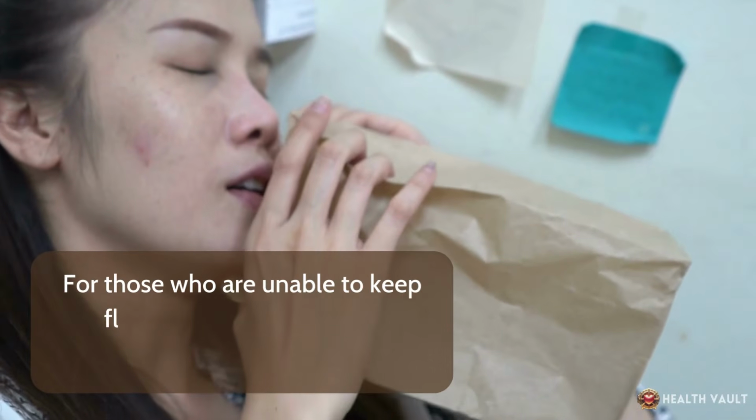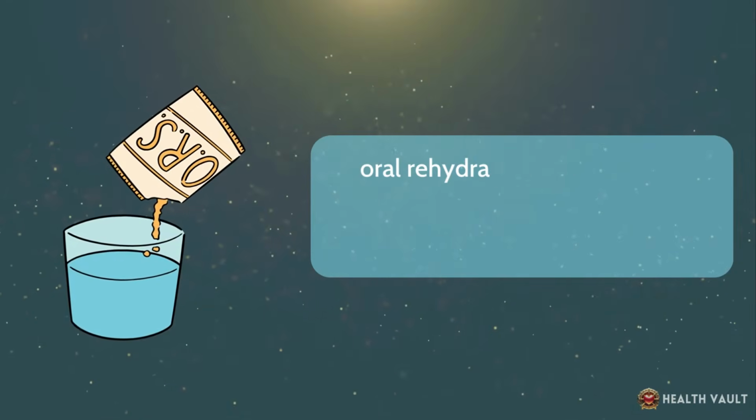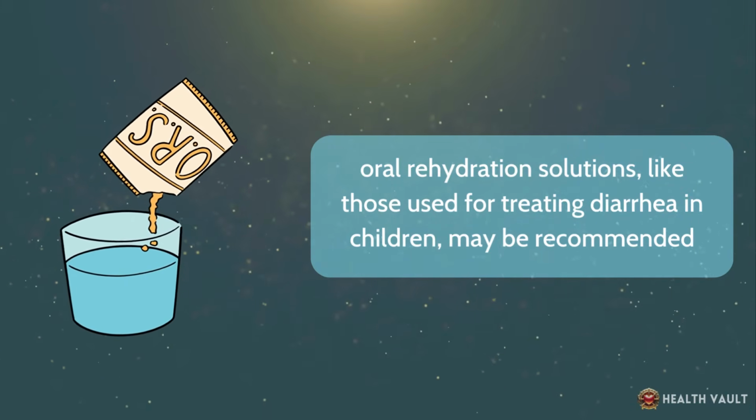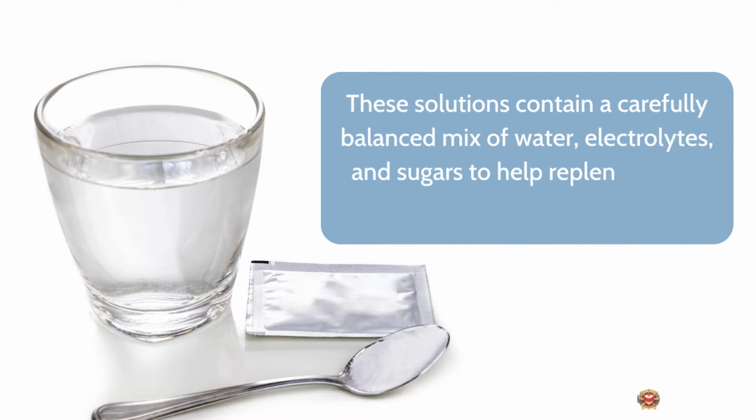For those who are unable to keep fluids in their body due to persistent vomiting, oral rehydration solutions, like those used for treating diarrhea in children, may be recommended. These solutions contain a carefully balanced mix of water, electrolytes, and sugars to help replenish what the body has lost.